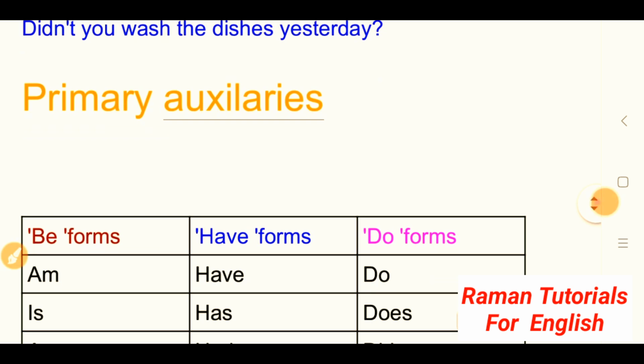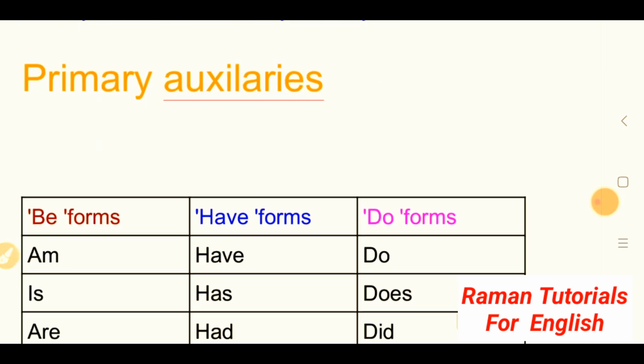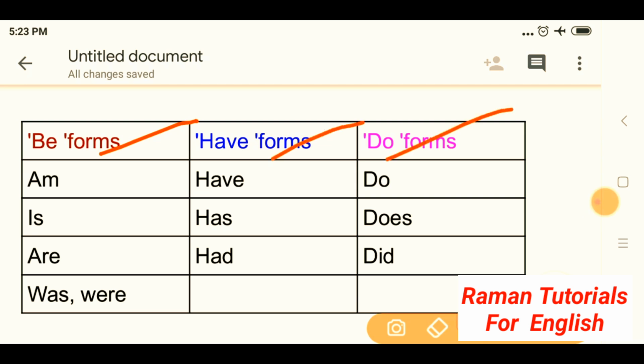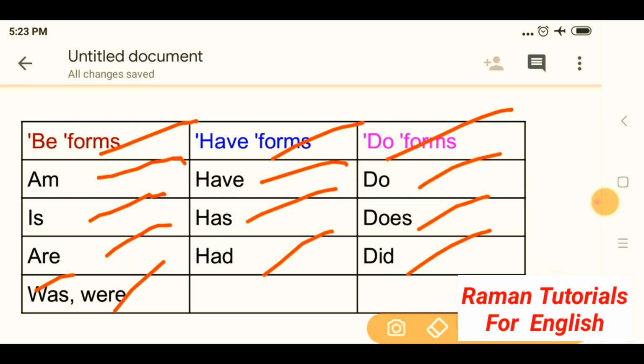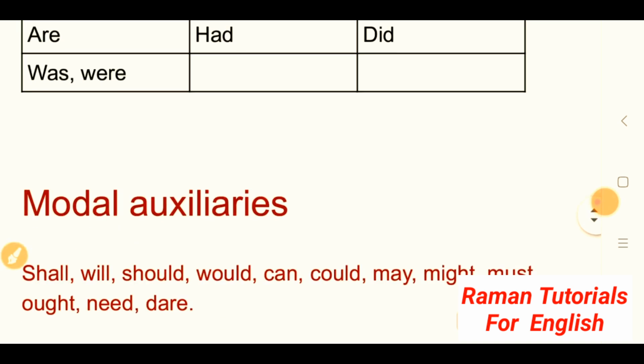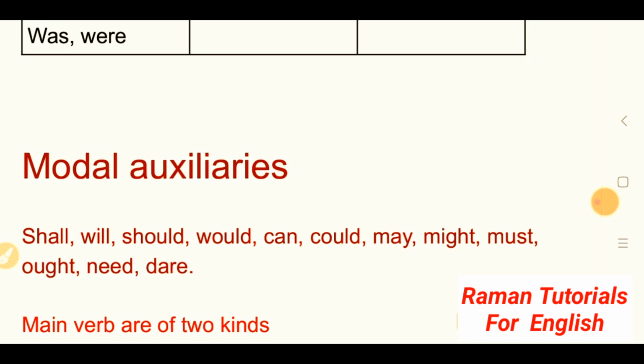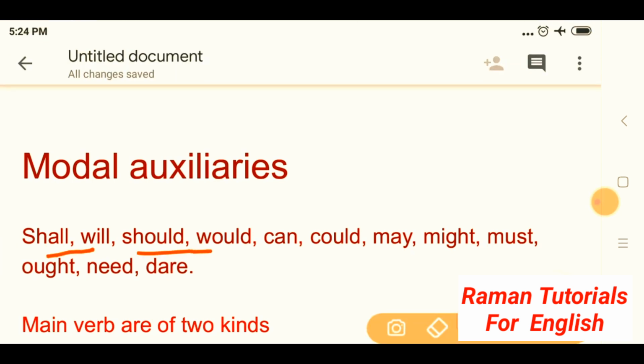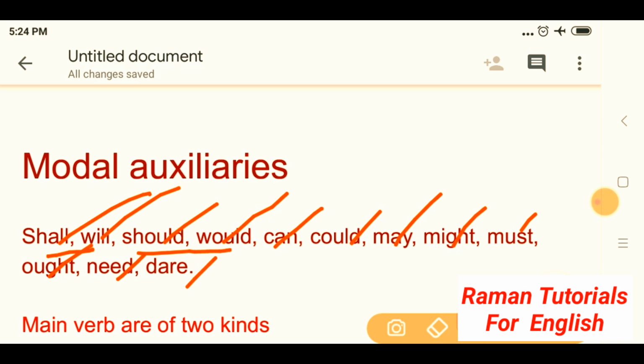Primary auxiliaries. So there are two kinds of auxiliaries. Primary auxiliaries: there are be forms, have forms and do forms. Am, is, are, was, were are be forms. Have, has, had are have forms. Do, does, did are do forms. And modal auxiliaries. A modal auxiliary is a type of auxiliary that is used to express ability, possibility, permission or obligation. For example, all these are modal auxiliaries: shall, will, should, would, can, could, may, might, must, ought, need, dare.